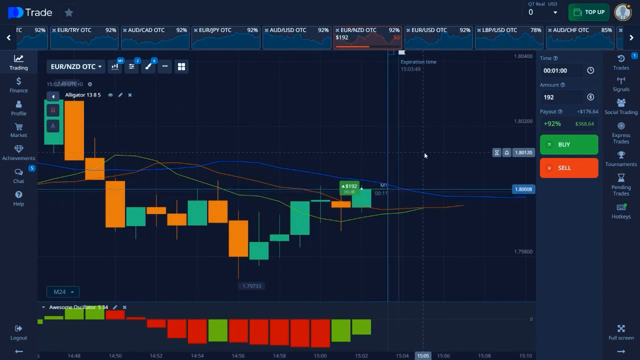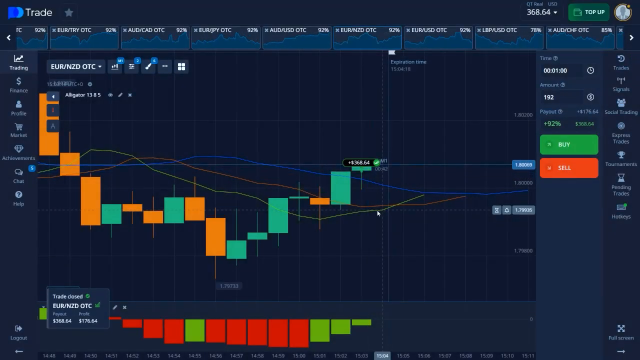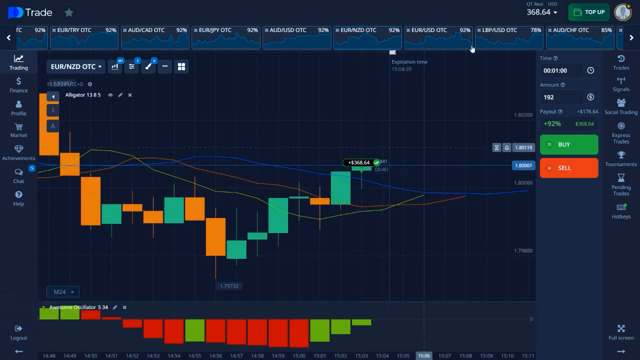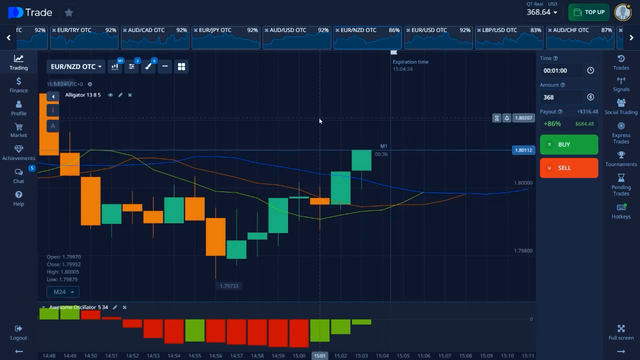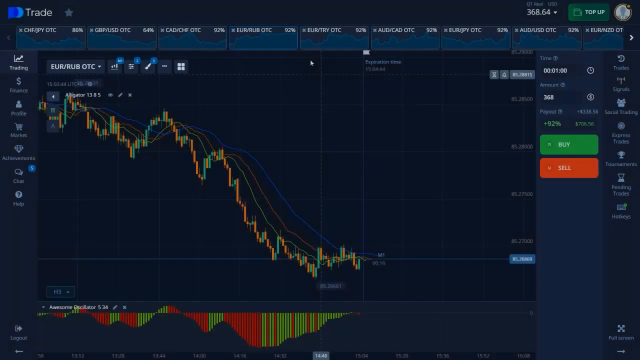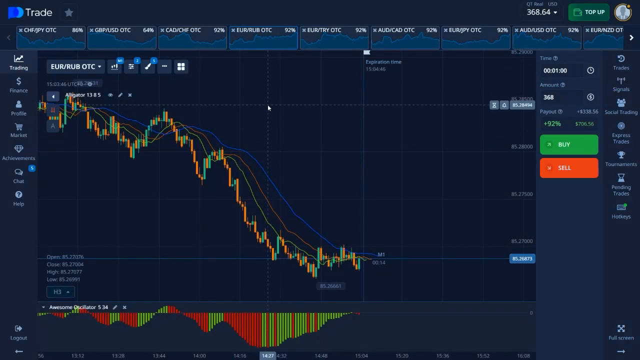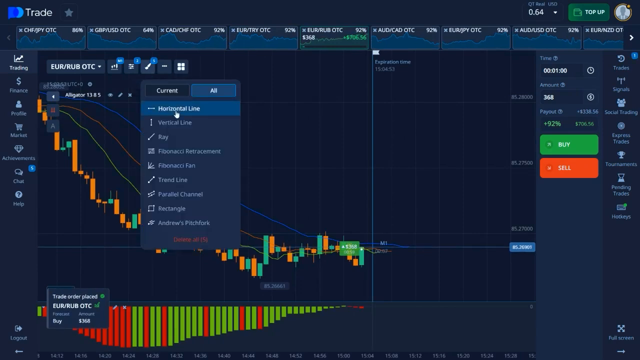The shadows of the candles are forming from below. There is pressure from buyers. Let's look at the price volumes. They are increasing. That is, everything indicates that the trend will continue upward. Therefore, we are waiting for the result. So, friends, our second deal also ended in plus. $368 on the balance. We set this amount and move on to the next currency pair.